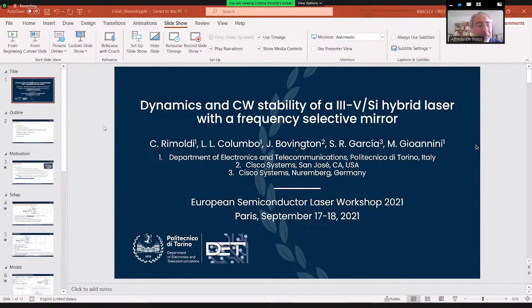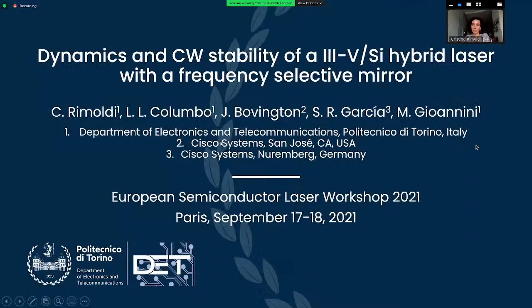a talk entitled Dynamics and CW Stability of a III-V on Silicon Hybrid Laser with Frequency Selective Mirror. Okay. Can you see it in full screen? Yes. Okay. So good morning.